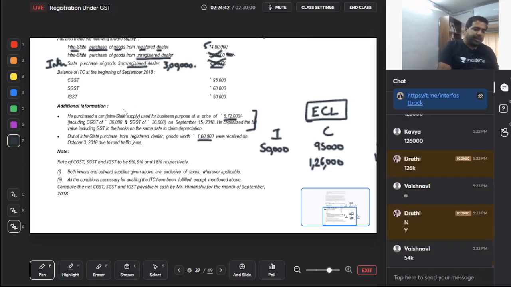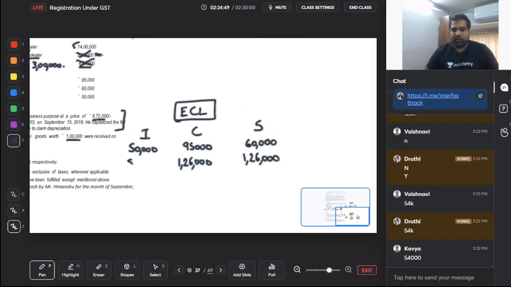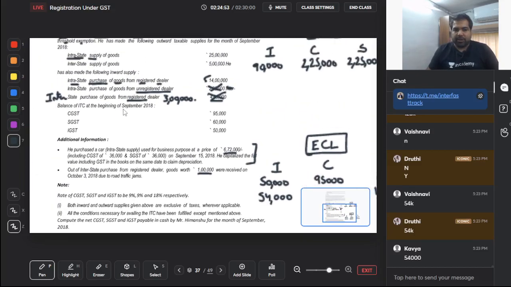On 3 lakh, is this interstate? Yes. So on 3 lakh, 18% is 54,000. 54,000 comes here. Check, check, check. Guys, are purchases covered? Yes, purchases covered. Is the balance of ITC covered? Are the 2 conditions covered?